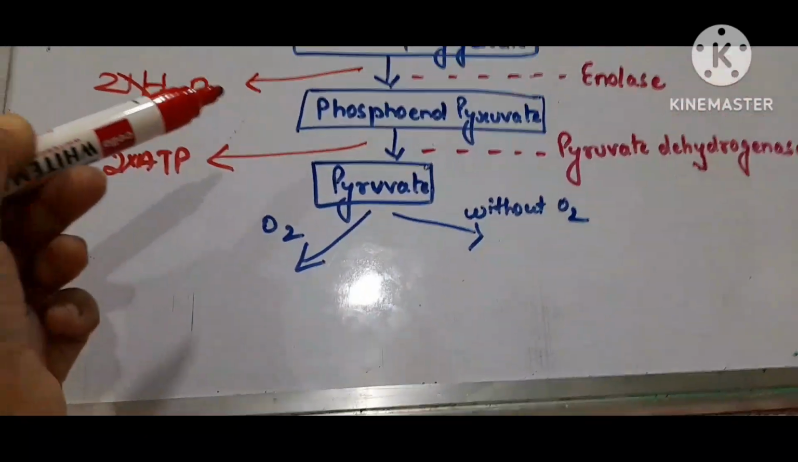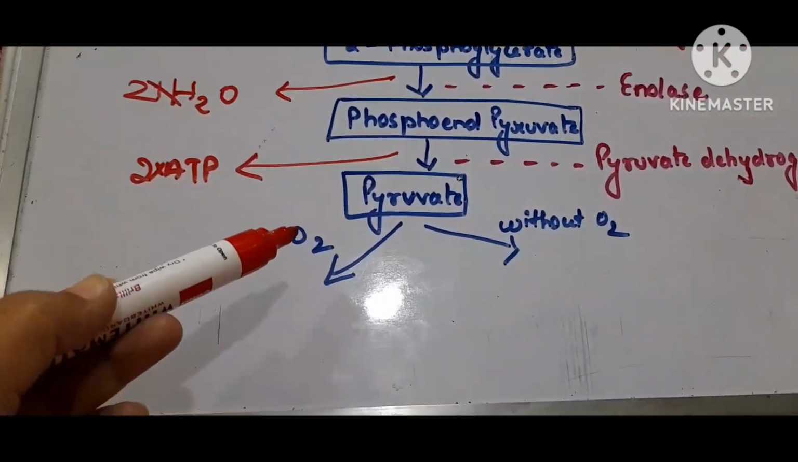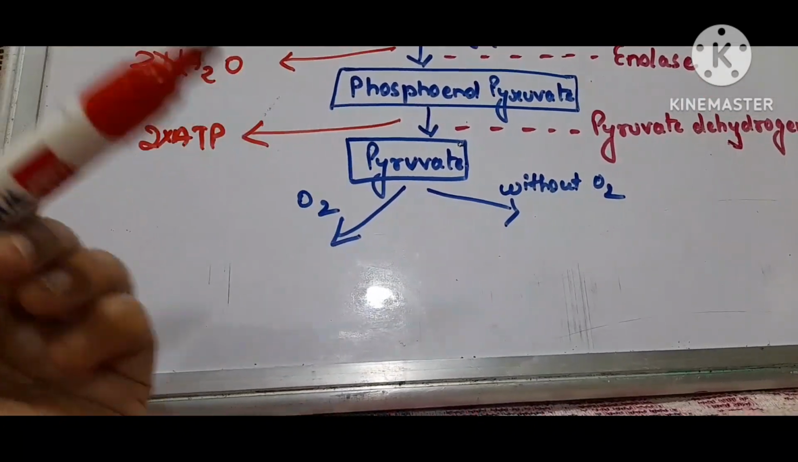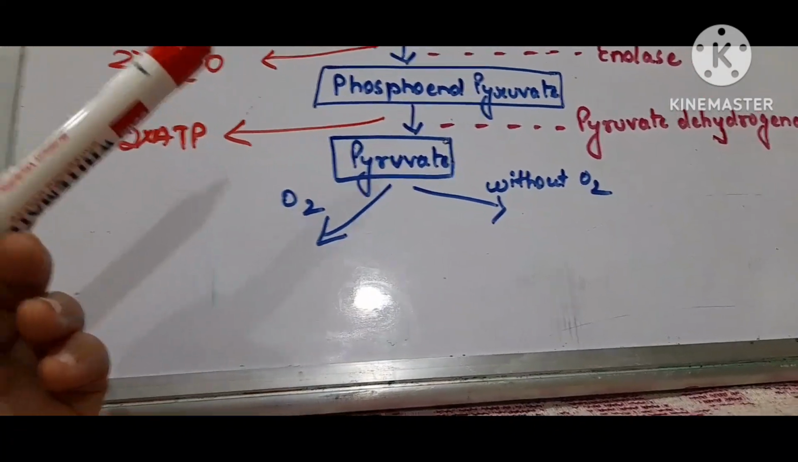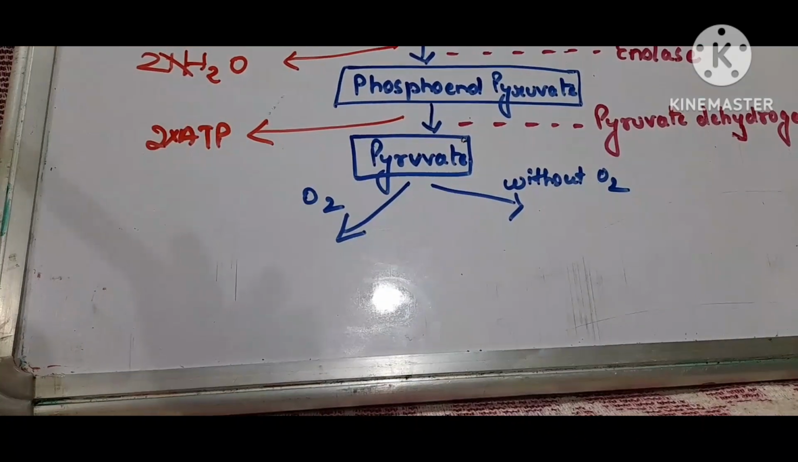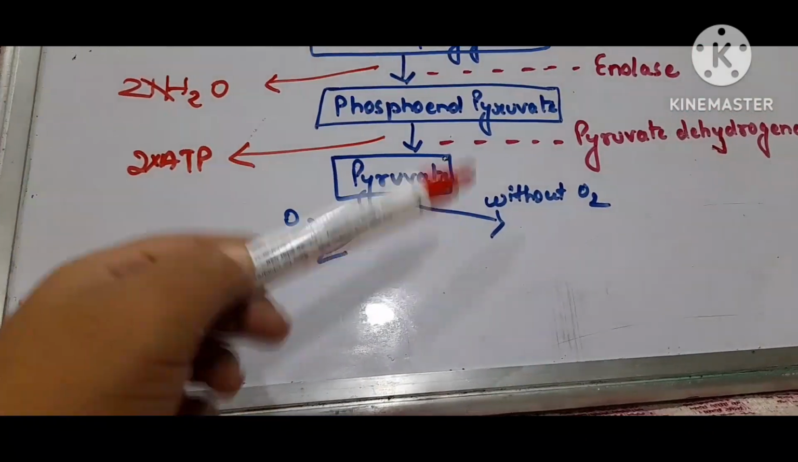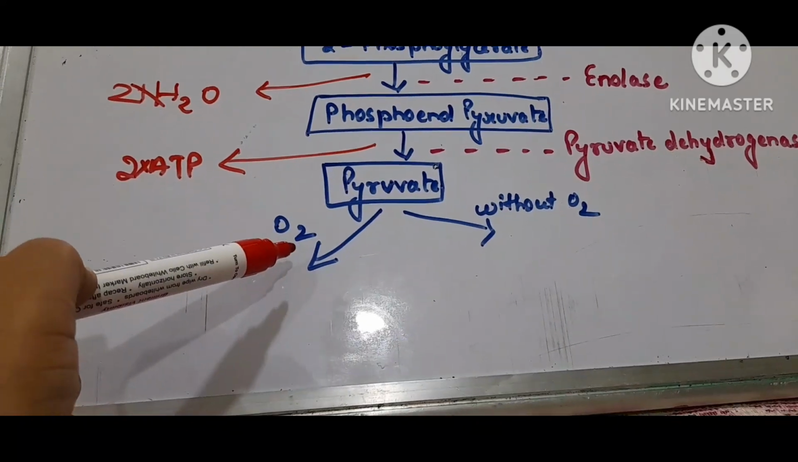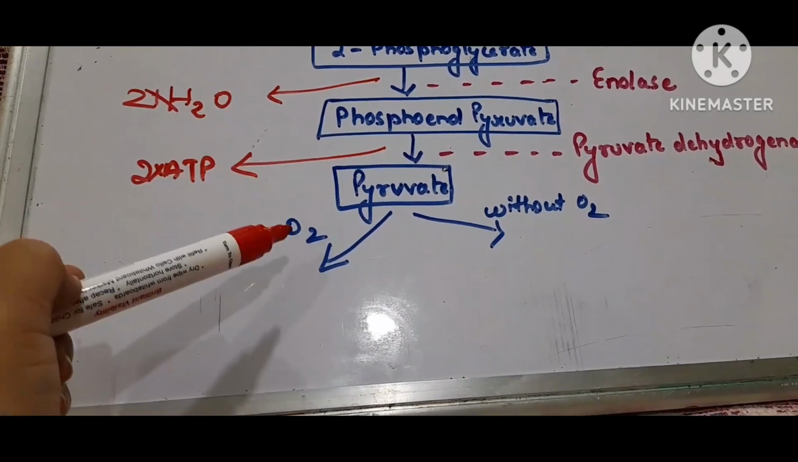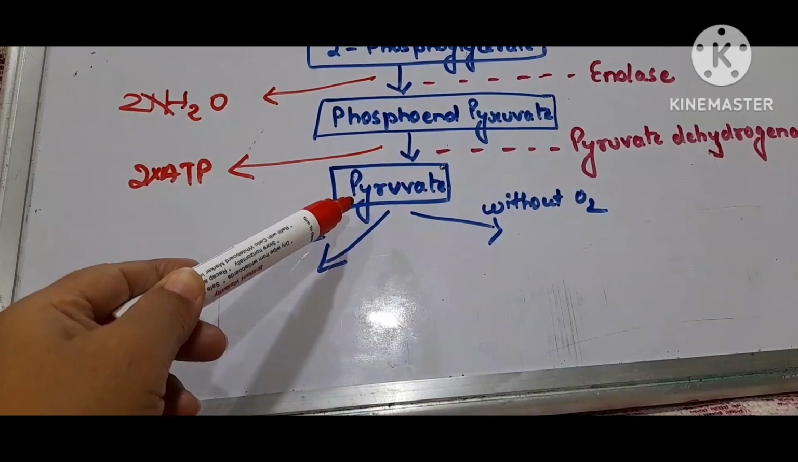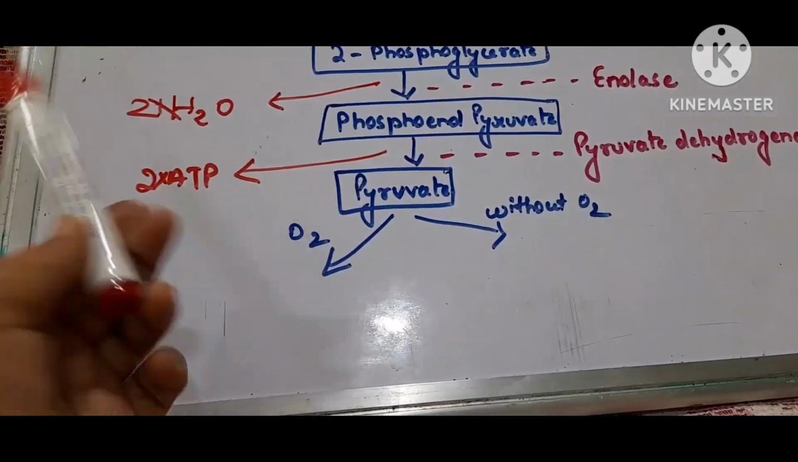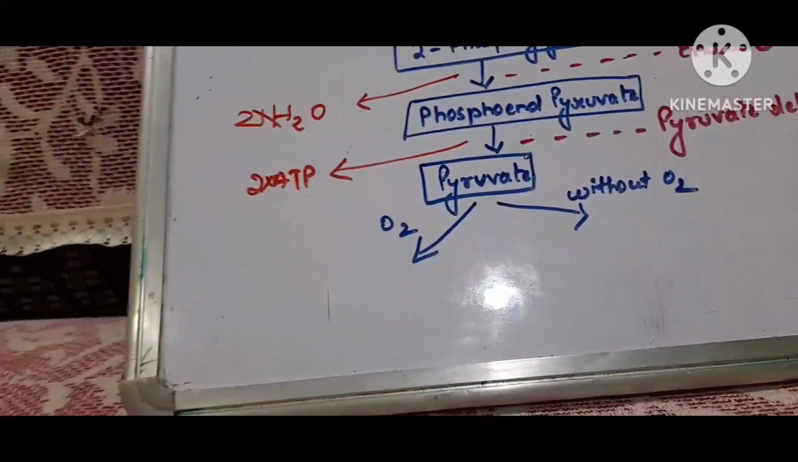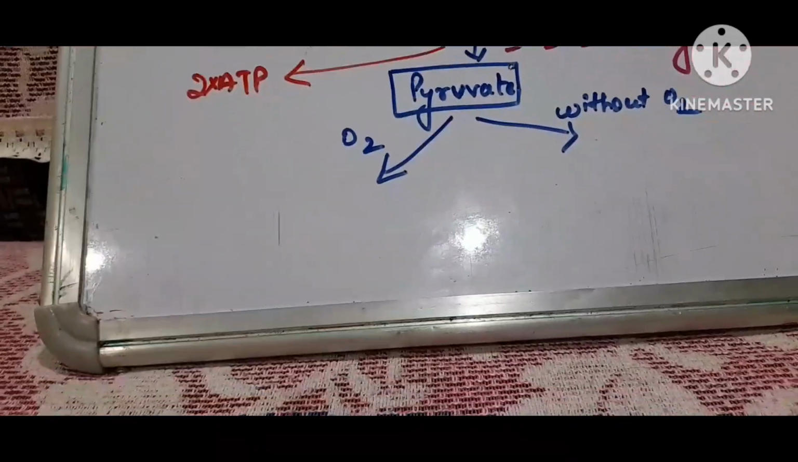So the fate of pyruvate depends on whether we are using oxygen, that is, whether it is taking place in an aerobic organism or in an anaerobic respiration pathway. If it occurs in aerobic respiration, then the pyruvate that is formed will have another fate as compared to when it occurs without oxygen.